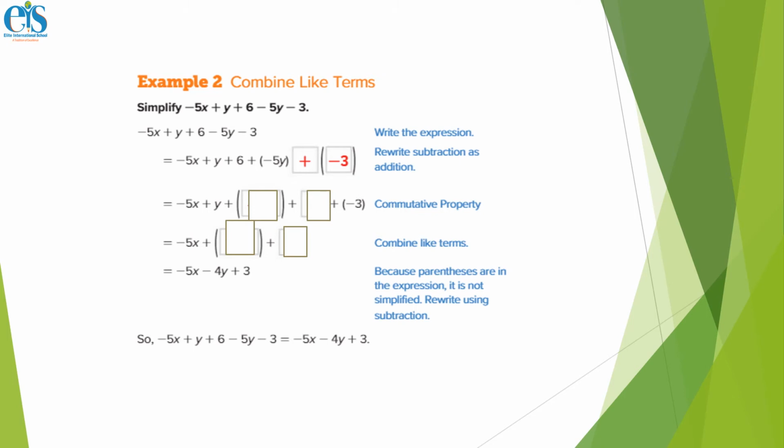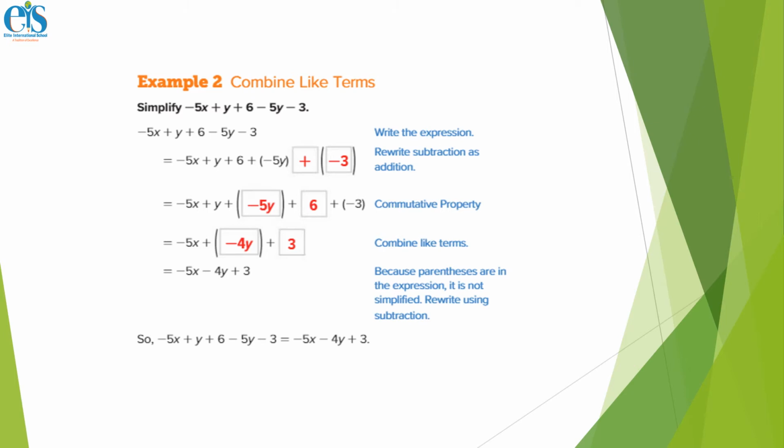Then we apply the commutative property and we group the like terms. Negative 5x plus y plus negative 5y plus 6 plus negative 3. Now we combine the like terms. Negative 5x plus negative 4y plus 3. Let me explain to you how we arrived at these numbers.